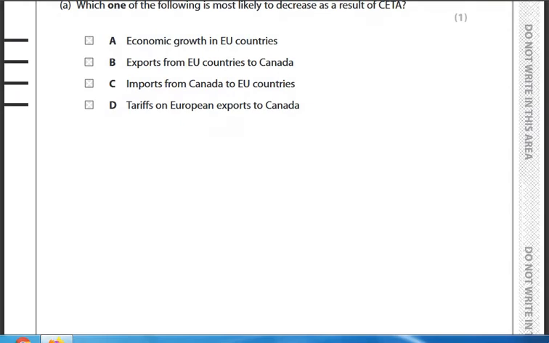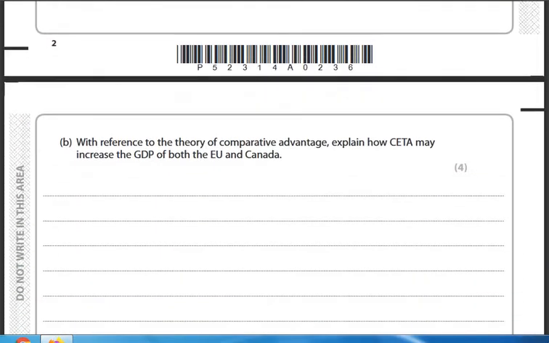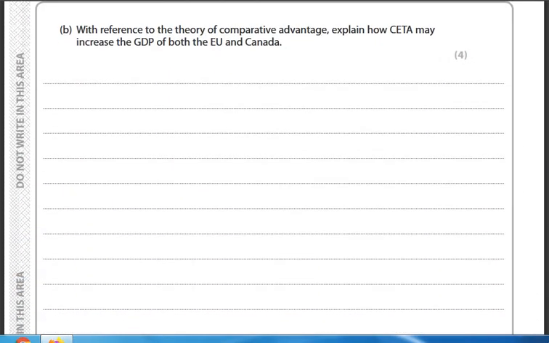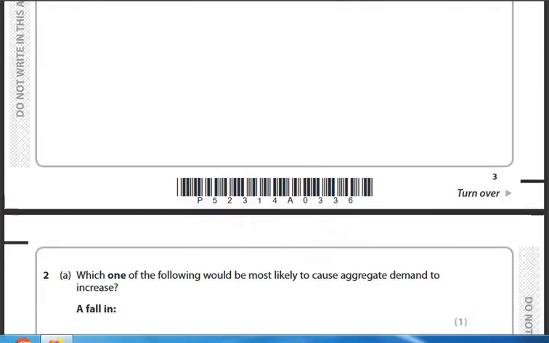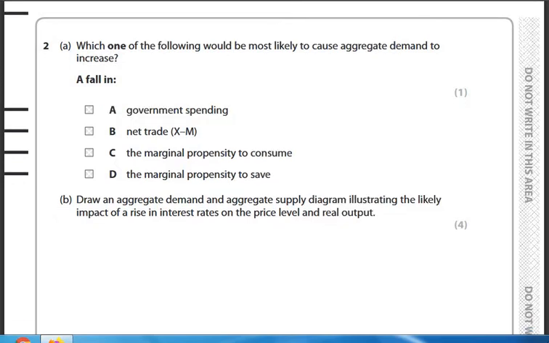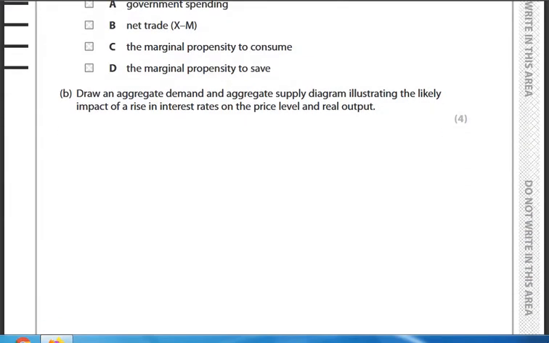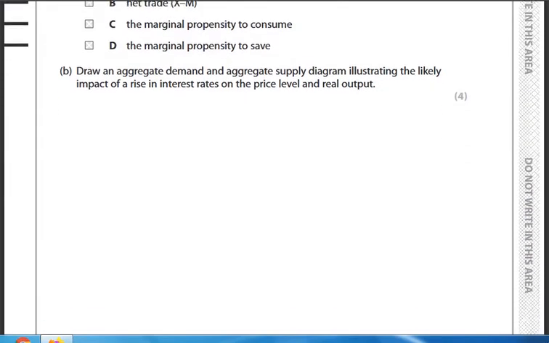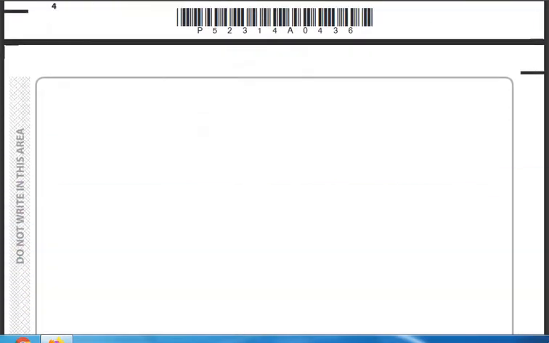That's the theme 4 topic about free trade. Pretty easy. A 4-mark question that asks you to do a bit of explaining. Again, it's a theme 4 international trade question. Pretty easy multiple choice question about aggregate demand. So theme 2 there. Drawing a diagram. Money for old rope.